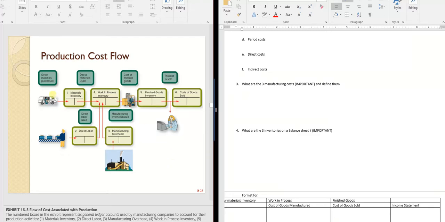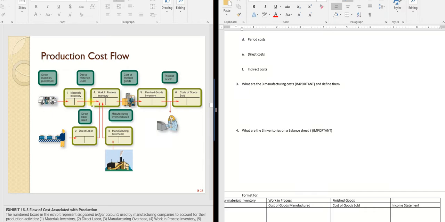Okay, so you can see that this is kind of combining it. This is the one I was thinking of last time, but it goes from materials inventory into work in process. So I'm adding raw materials, direct labor, and manufacturing overhead. So the three manufacturing costs are always going into work in process. Direct materials, direct labor, manufacturing overhead. I assemble them, then transfer them out to finished goods, then out to cost of goods sold. So I want you to notice something.